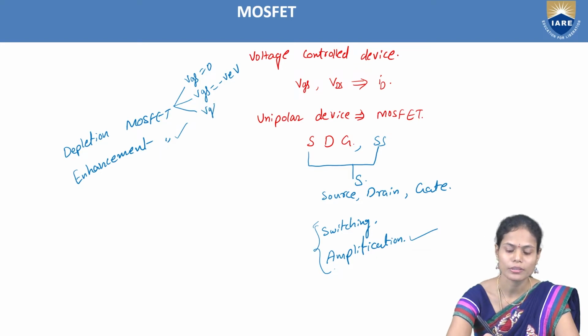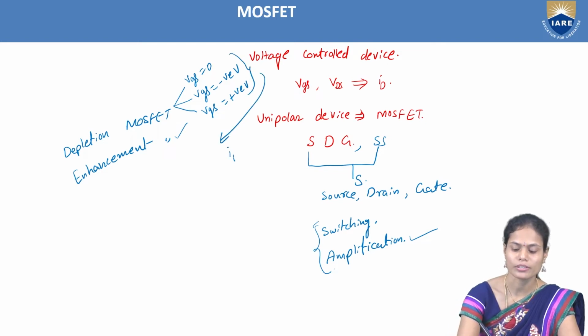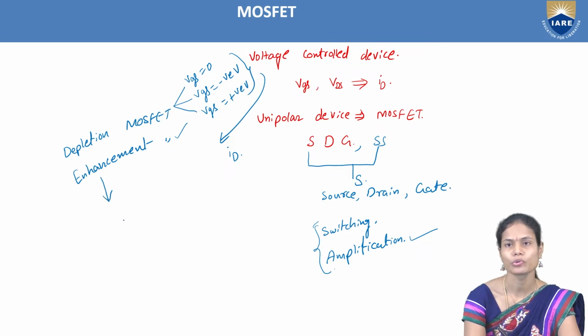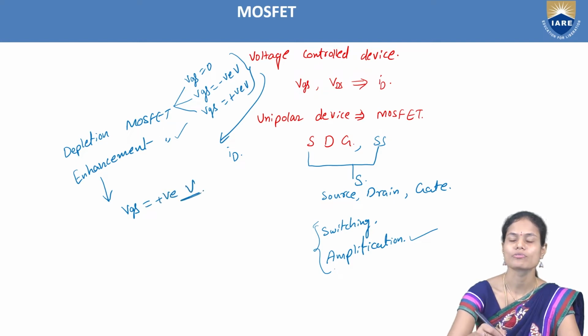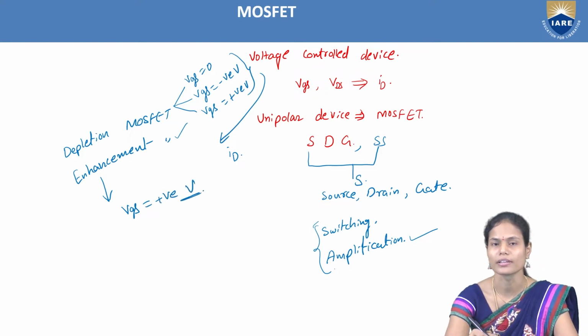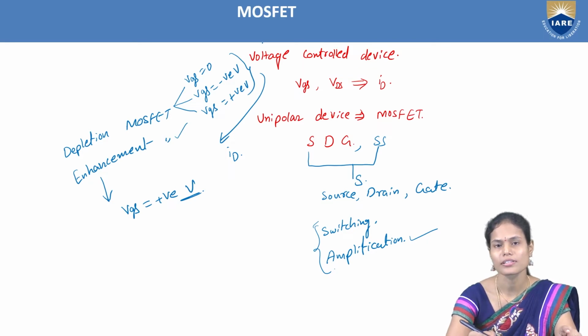And when you provide the positive voltages, it will also provide the current. In all these three conditions, it will provide the drain current. But if we take the enhancement mode, it will operate only for positive VGS values. So that's why we call it the enhancement MOSFET. We enhance the drain current if we provide positive voltages across the gate to source terminals.